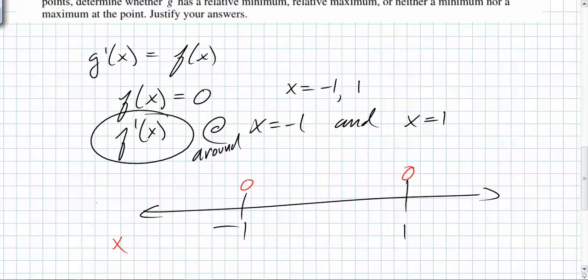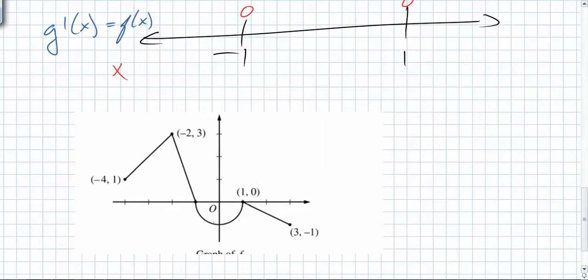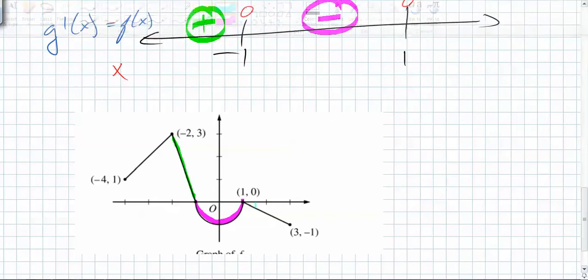What should it be? We need g prime, but what is g prime? It's f of x. So we can literally just look at this function right here. That is f, right? So what do we know to the left here? It is positive. But then between, what happens over here? Those are negative values. What about this one right here?